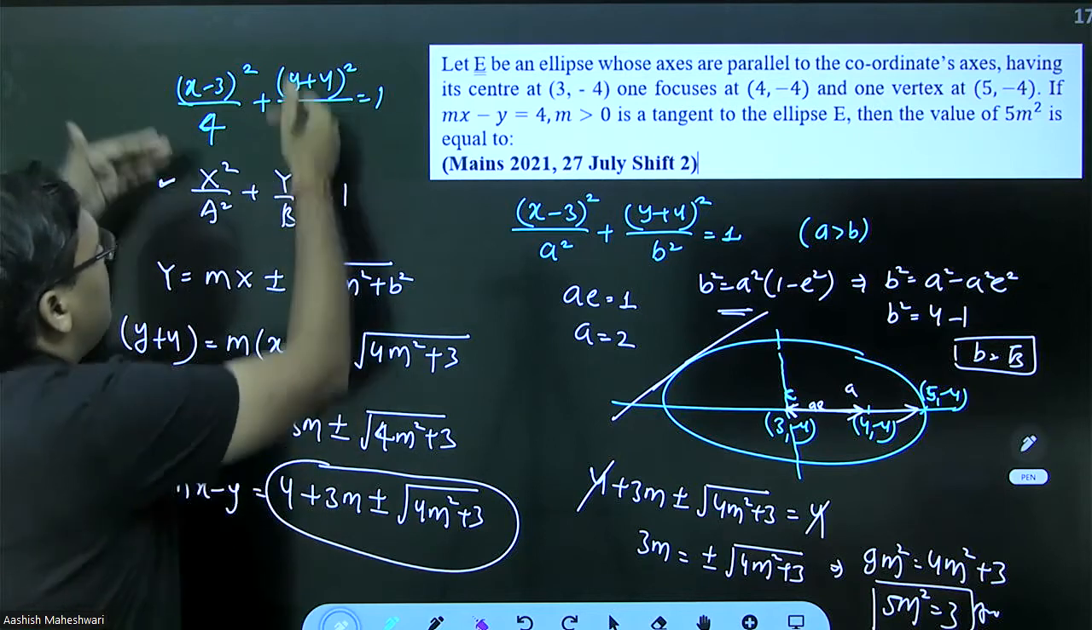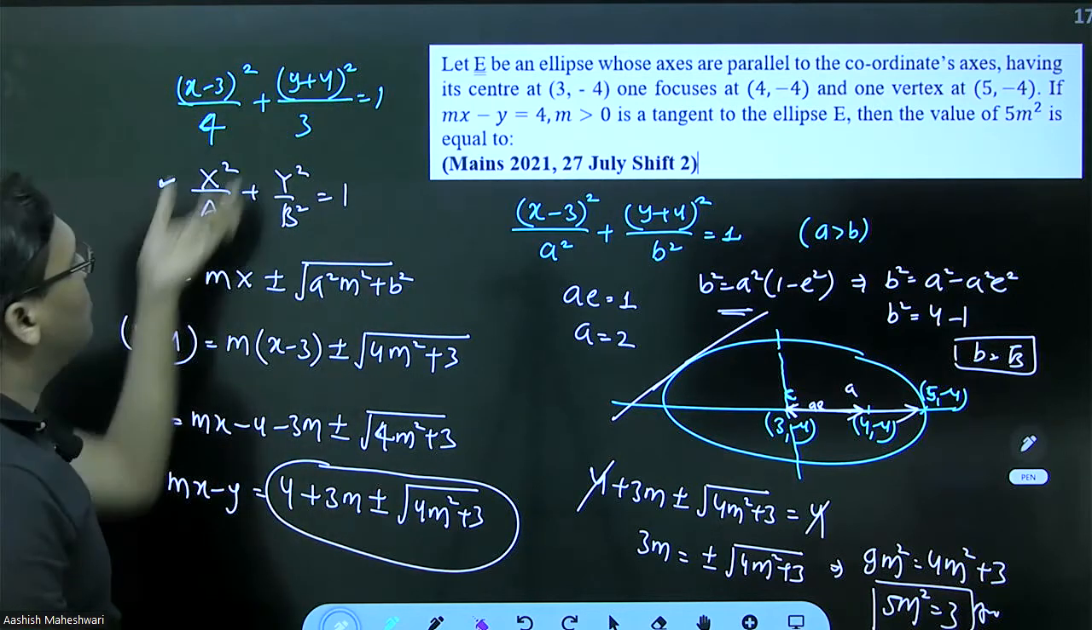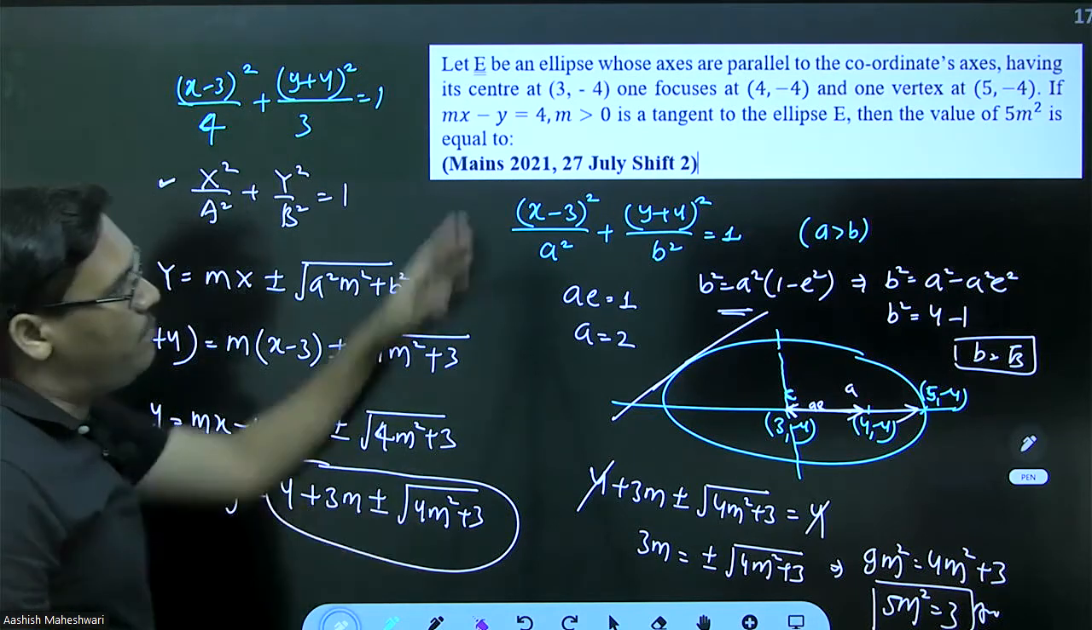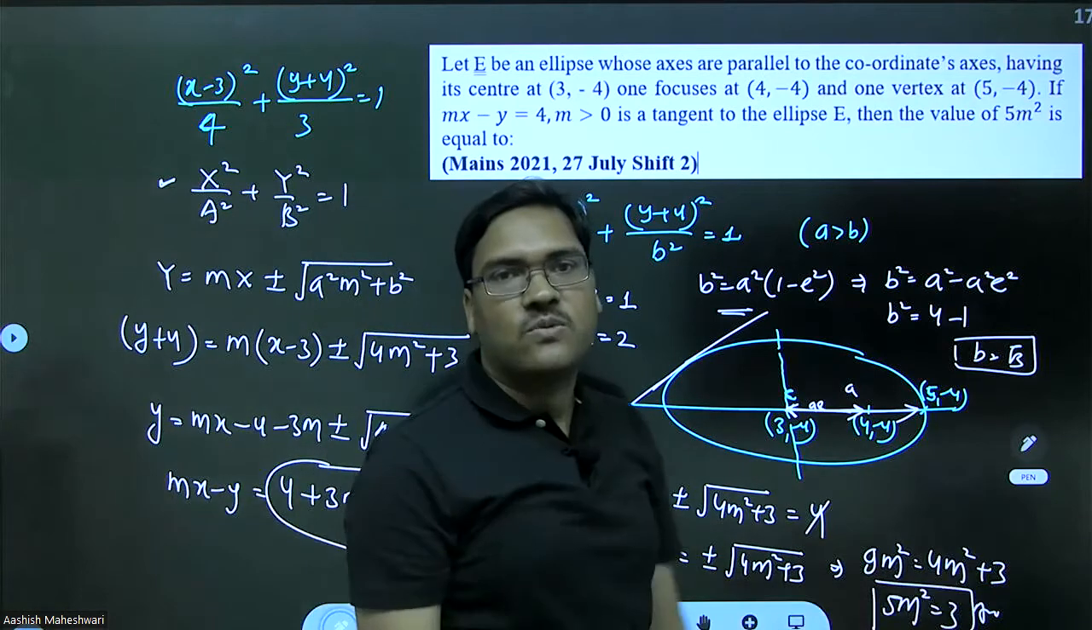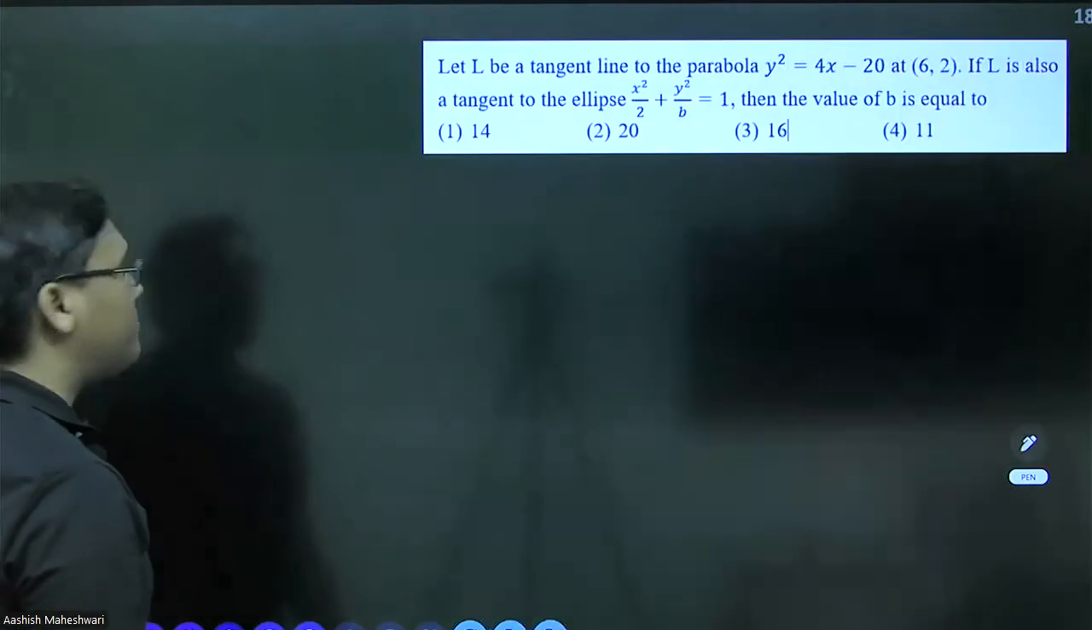तो इससे how we got the equation of tangent to this? हमने shift कैसे कर दिया देख लो. y plus 4, x minus 3, इसको arrange किया and then we have compared and got the value 5m square equal to 3. So I hope you have understood this question also.